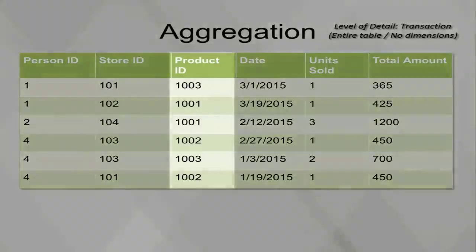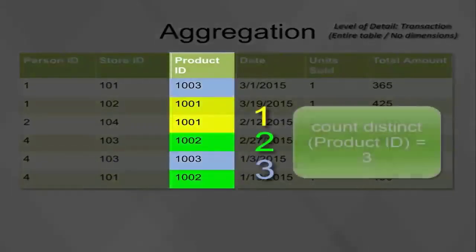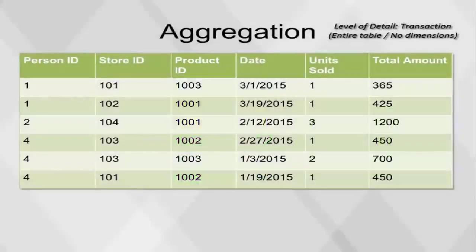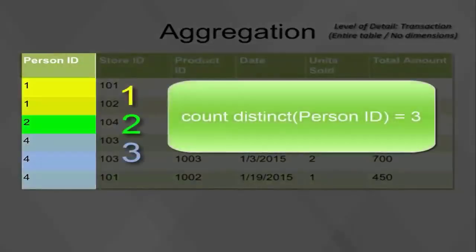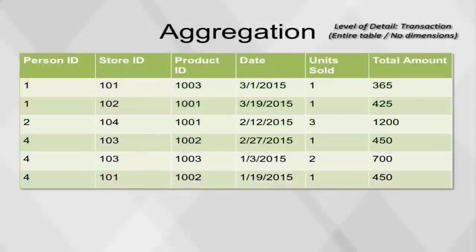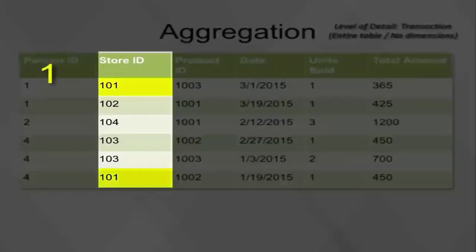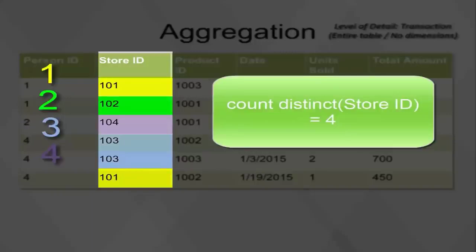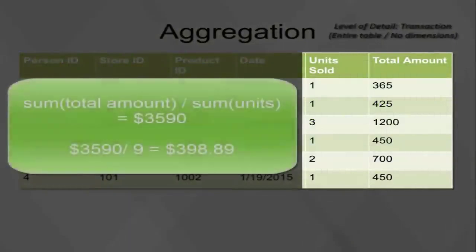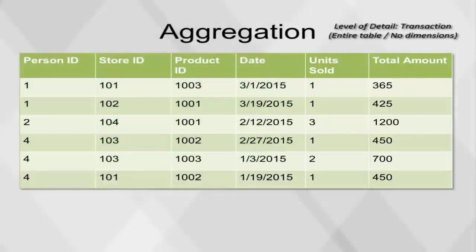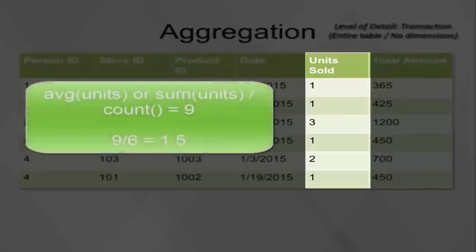How many distinct products were sold? 3. How many customers? 3. How many stores had sales? 4. What was the average price? $398.89. What was the average number of units sold per transaction? 1.5.